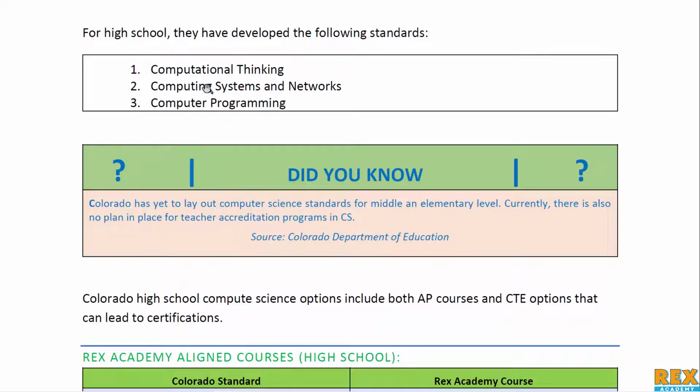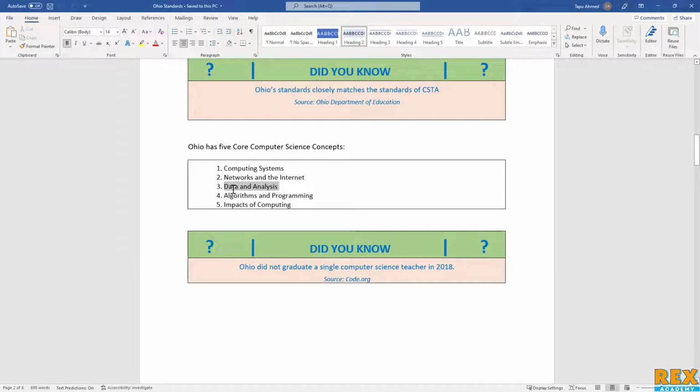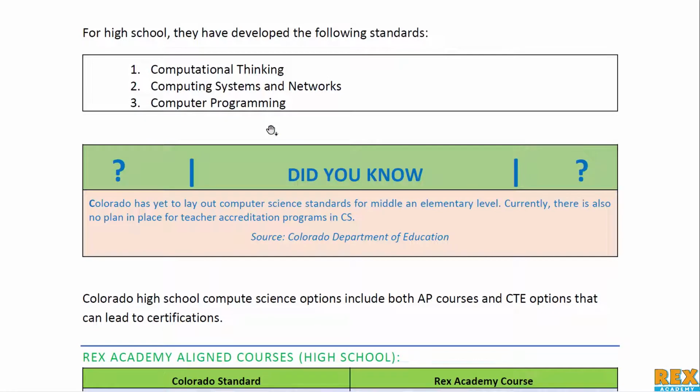So when you look at this part, computational thinking, computer systems and networks, and then computer programming, this is a little bit of a break from standard CSTA, because when you look at typical CSTA programs, it's missing data and analysis and impacts of computing. So it's missing essentially this part right here, data and analysis and impacts of computing. I'm not so sure why Colorado decided that, hey, we don't want to include that. So this does eliminate them from precise CSTA alignment.